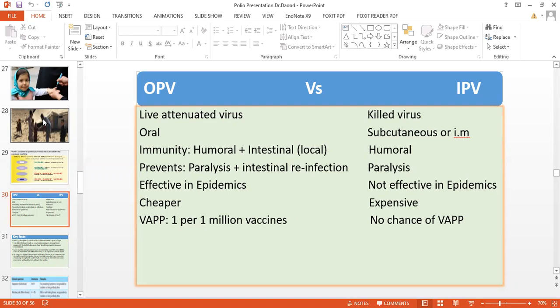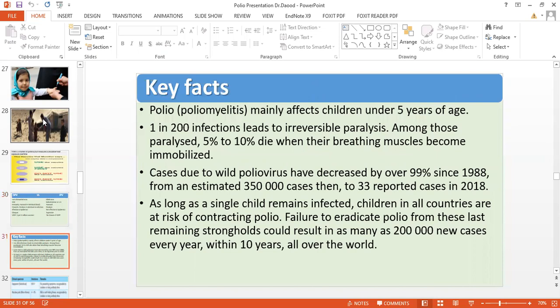But an advantage of the OPV is that it is effective in epidemics, while IPV is not. It's cheaper to produce OPV, but IPV is quite expensive. And vaccine-associated paralytic polio is 1 in 1 million in OPV, while there are no chances of vaccine-associated polio paralysis in IPV. Here are a few key facts.